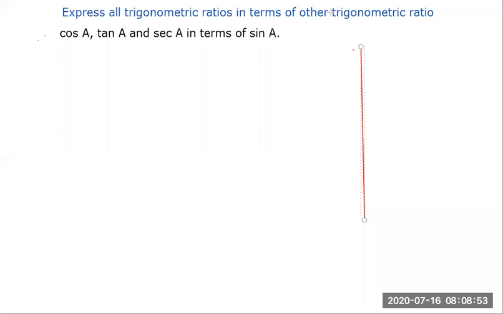The meaning will be clear soon. Let's take an example. We want to express cos A, tan A and secant A in terms of sin A. For this, we need to use all the trigonometric identities. I hope you know all the trigonometric identities.